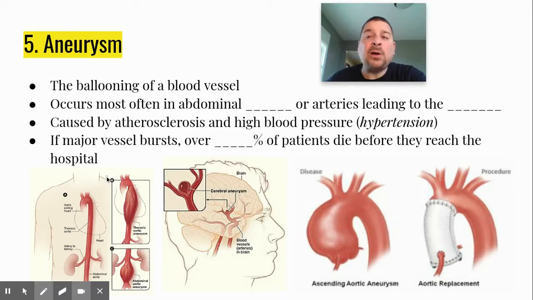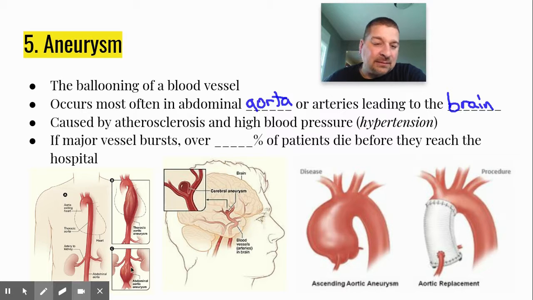Number 5 is what we call an aneurysm. This is where your blood vessel gets weak along the walls. One of the walls will get weak and it balloons out. Sometimes we see this on tire inner tubes, which can lead to it actually popping. It occurs most often in the abdominal aorta or arteries leading to the brain. So your image is down here.